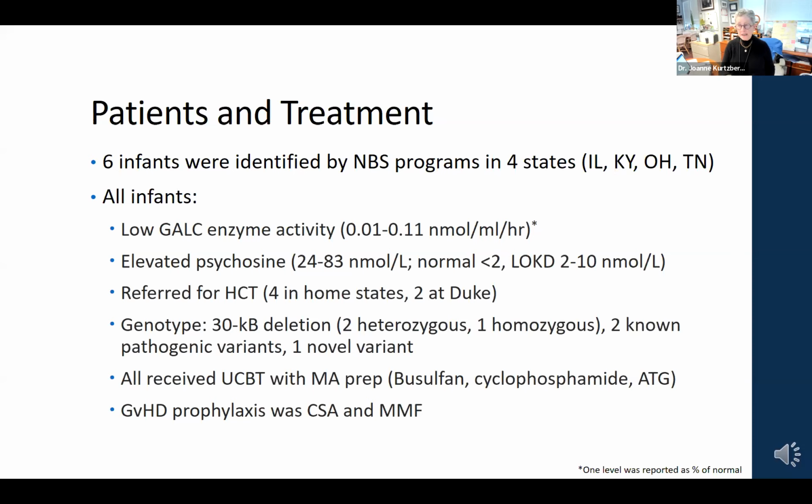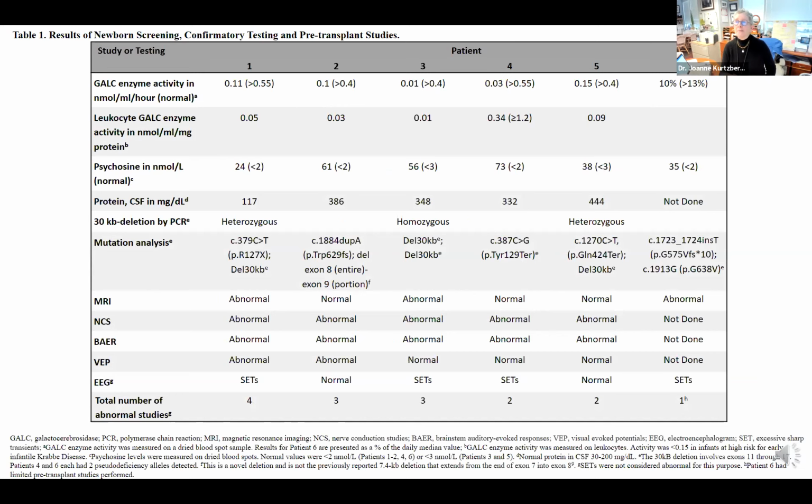All had abnormal genotypes, though to Dietrich's point, many did not have the 30Kb deletion, or at least were not homozygous for that deletion. And there were some novel variants that wouldn't have been picked up without screening with psychosine. All received cord blood transplants with myeloablative prep and GVH prophylaxis with cyclosporin and MMF. And I want to point out in this slide, which comes from the paper, that every baby, when studied, had abnormal neurophysiologic and neuroimaging studies.